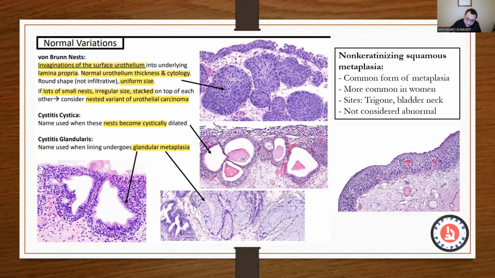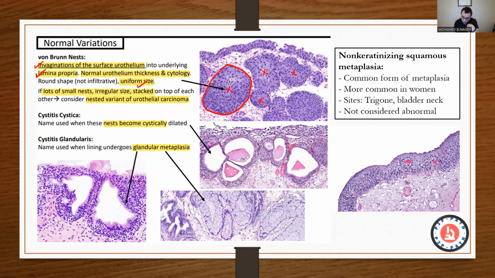Like you might see some detached transitional lined nests existing in the connective tissue or in the lamina propria of the bladder, and they are called von Brunn nests. Von Brunn nests, as you see highlighted here, are invaginations of the superficial uroepithelium or of the surface uroepithelium. They exist in the lamina propria, and they are usually uniform in size. Like you feel like you have a large size, medium size, small size, like 3 flavors here, and they are repeating themselves.